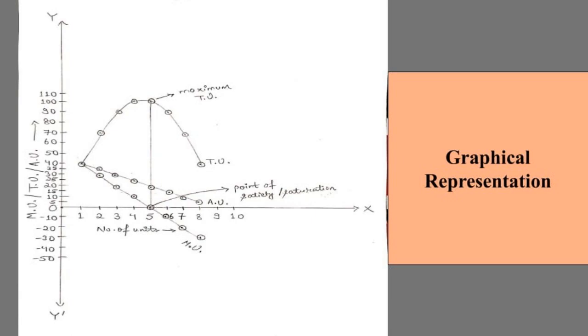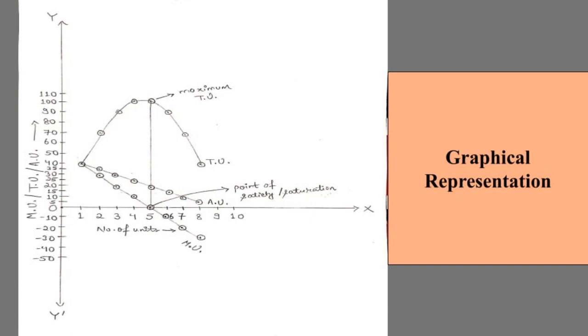So here is the graphical representation. The data which we have just discussed has now been plotted in a graph. So here marginal utility, total utility and average utility have been shown on the y-axis, and the number of units is being shown on the x-axis. The topmost graph you are seeing here is of total utility. The next graph is of average utility and the bottommost graph here is of marginal utility.